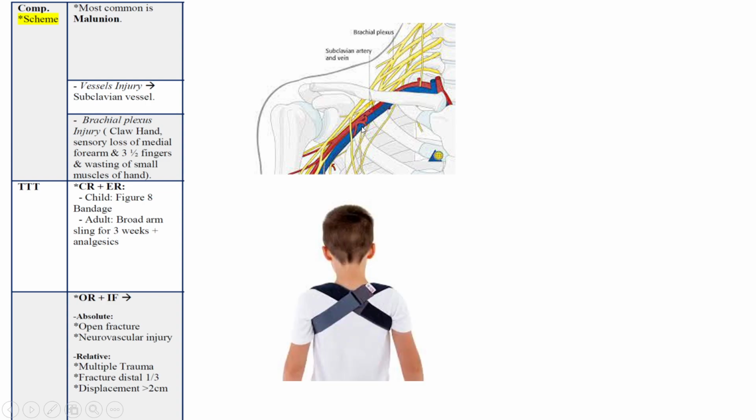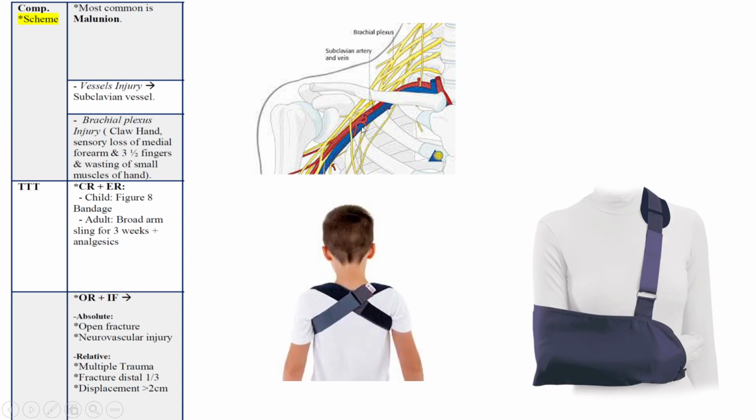a figure of 8 bandage, and for adults we will use a broad arm sling for 3 weeks. If there is any indication for open reduction internal fixation, such as absolute indications, open fracture and neurovascular injury, and relative indications, multiple trauma, fracture of the distal third, or displacement more than 2 centimeters, then closed reduction and external fixation could not be done.